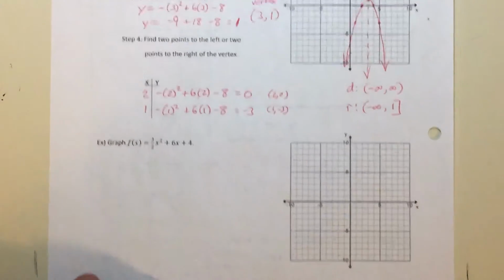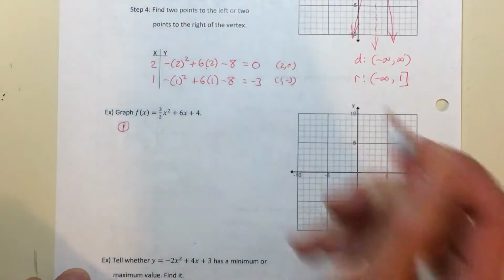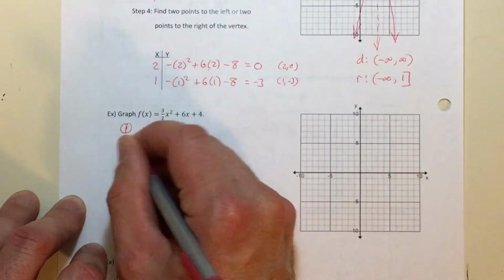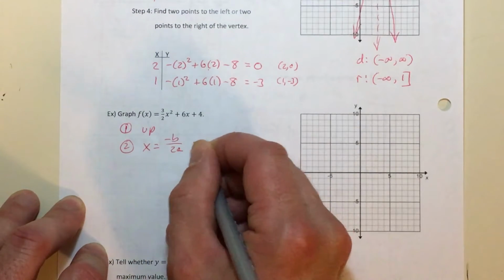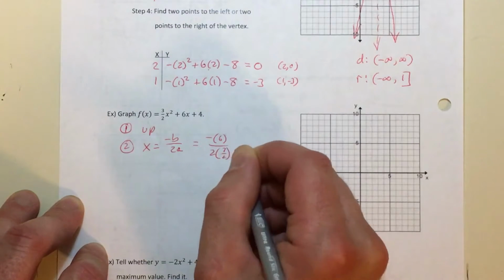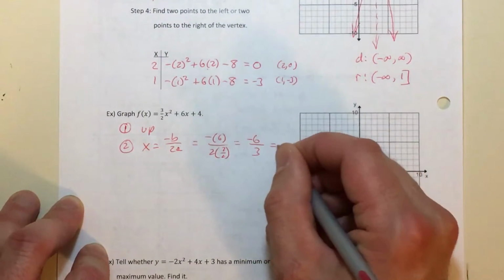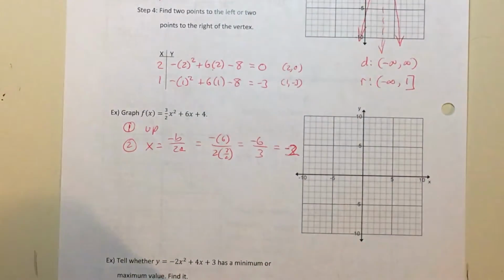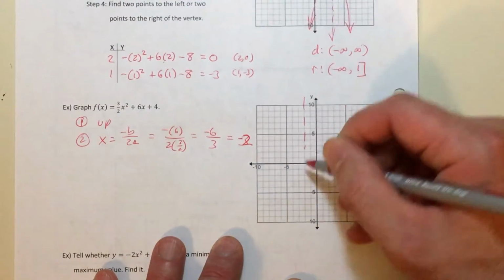Let's try another one. Step 1, does it open up or down? It's positive out front, so it opens up. Step 2, calculate our axis of symmetry, -b over 2a. Multiply, divide, whoops, not a -3, but a -2. I go ahead and go straight to my graph, go to x is -2, draw my axis of symmetry.